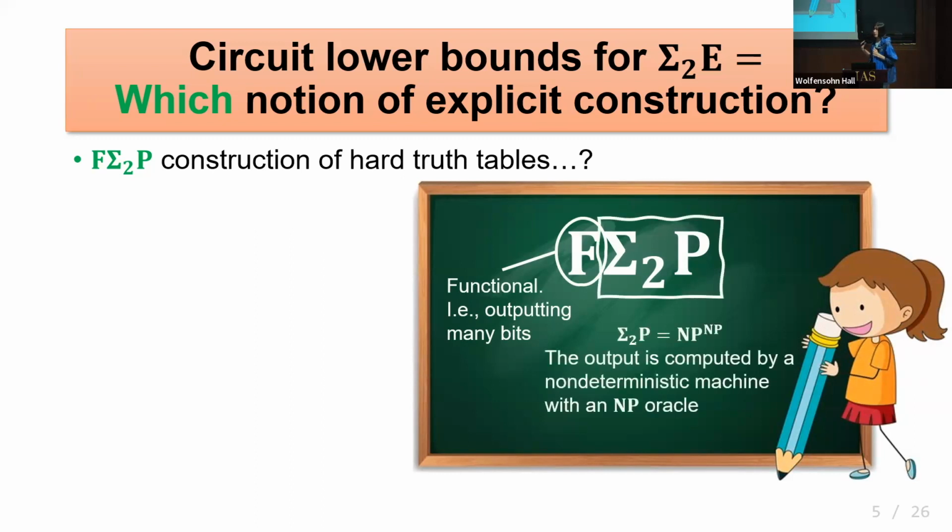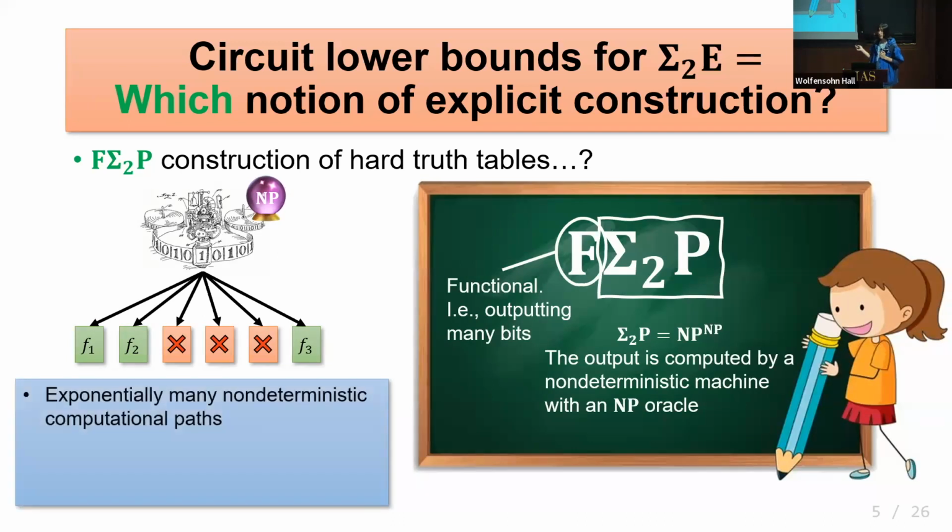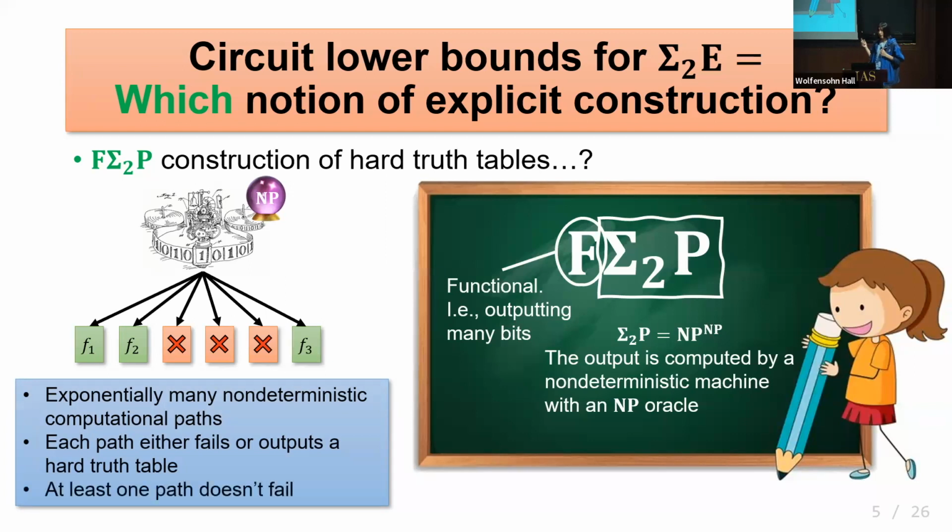And Σ2P, of course, all we know is the second level of the polynomial hierarchy. So it's a non-deterministic machine with an NP oracle. And an FΣ2P construction of hard truth tables is the following machine. First, it's a non-deterministic machine, so it has many computational paths. And second, each path will either fail or output a hard truth table. And third, at least one path doesn't fail. And of course, it will use an NP oracle.